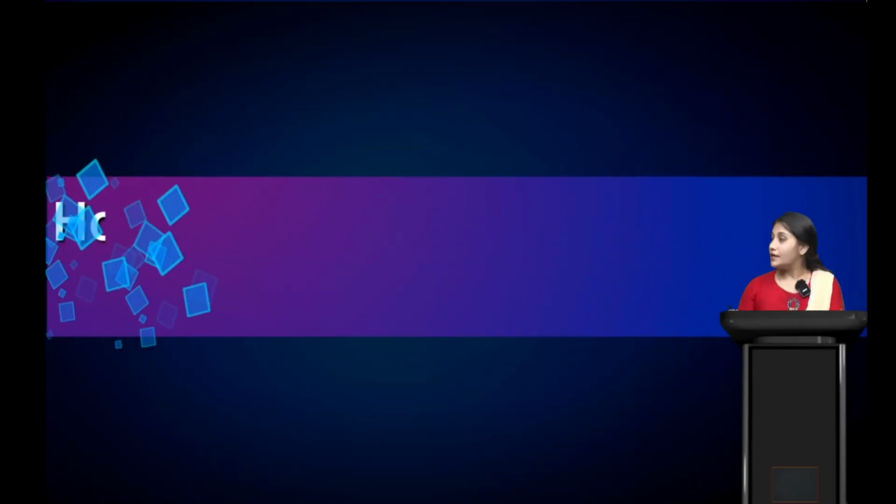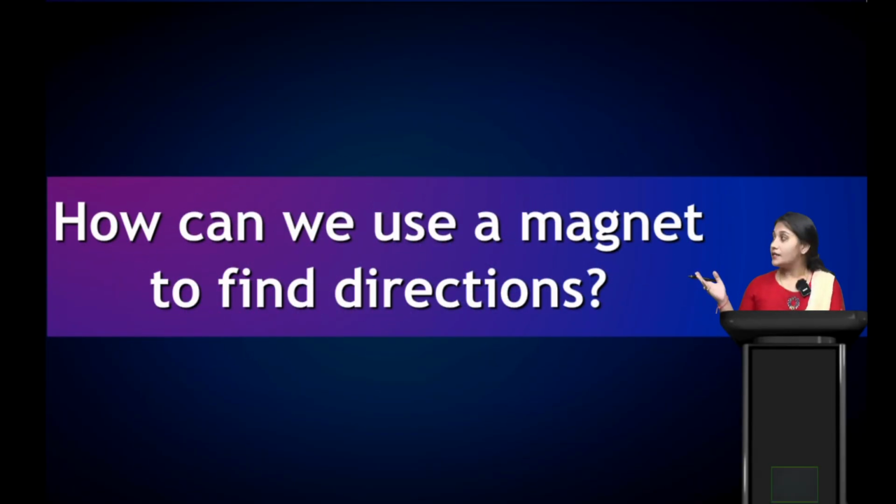So today we will continue with the second part of exploring magnets. In the last class, we studied the first part of exploring magnets, and today we will continue with our second part. So, let's see what we have on the screen. Here we can see how we can use a magnet to find directions. Now we will determine how, with the help of a magnet, we can find directions. In the last class, we studied that with the help of a magnet, we can attract materials. But now we will study that using magnets, we can find directions.